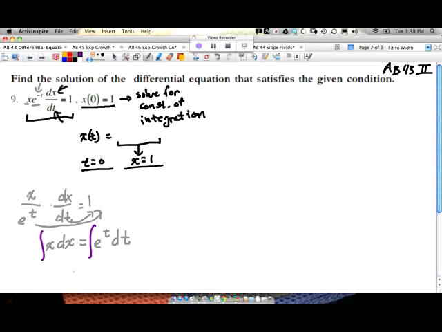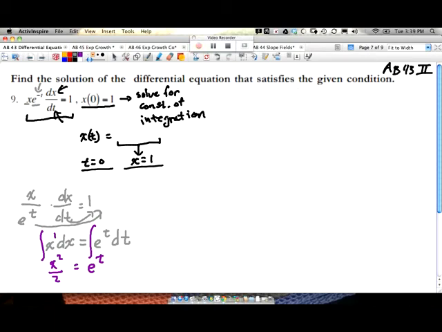So I'm going to take the integral of both sides here. On the left side, the integral of x to the first power becomes x squared over 2, no problem there, equals on the other side, I have the integral of e to the t dt is just e to the t. That was a piece of cake. So I take the integral, but now I have this plus c. So I need to deal with this plus c.